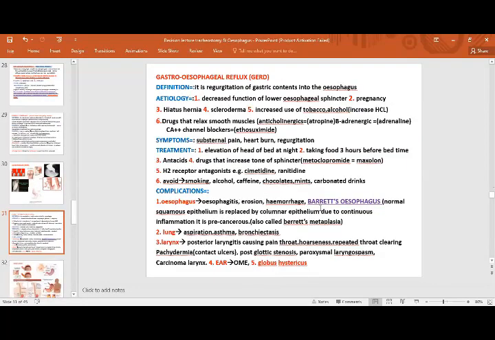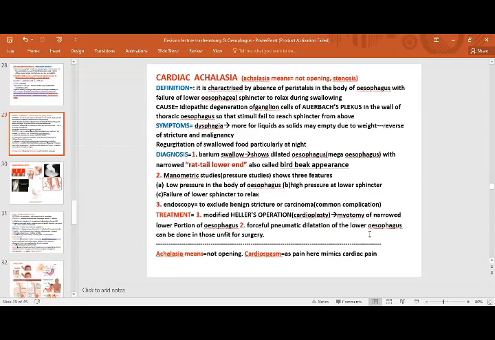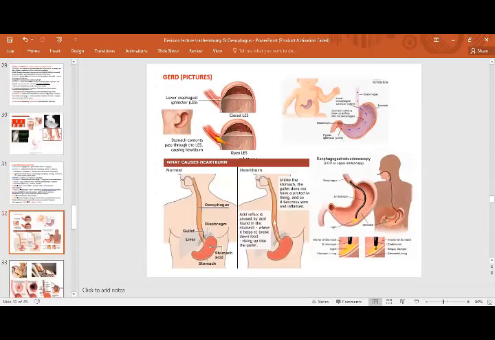So again, treatment will be elevation of the head end. There is also a surgical treatment for achalasia cardia, that is Heller's operation. You need to learn only the name of this procedure. In some cases, myotomy can be done. You can see in this case.